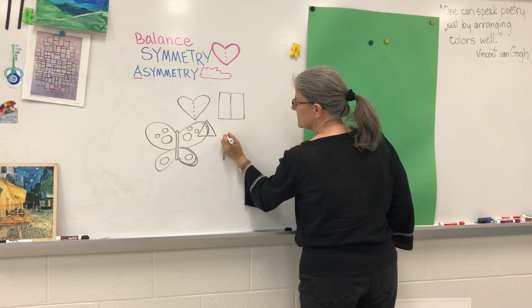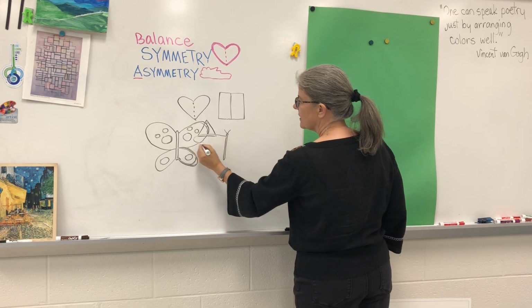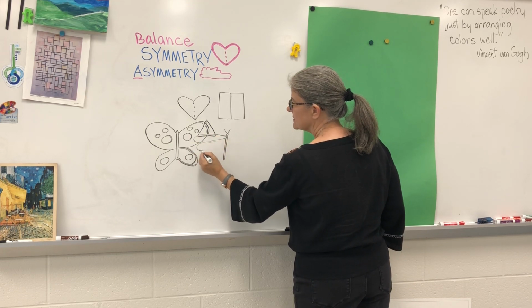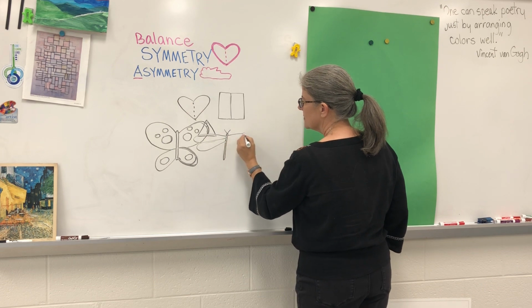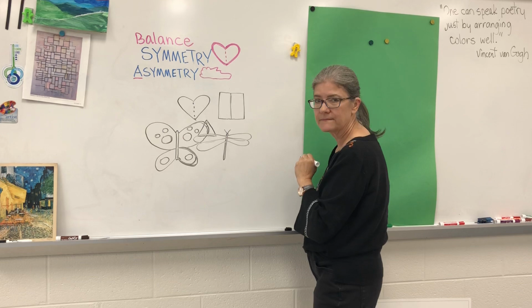I'm going to start with the same kind of body. I'm going to give this a head and an antenna. I'm going to go out this way and this way. And then I'm going to do the same on the other side. And I made a dragonfly.